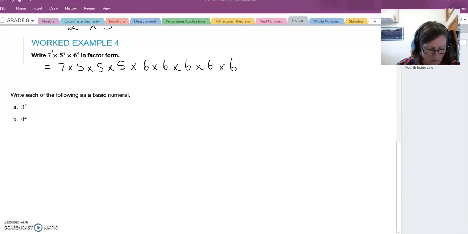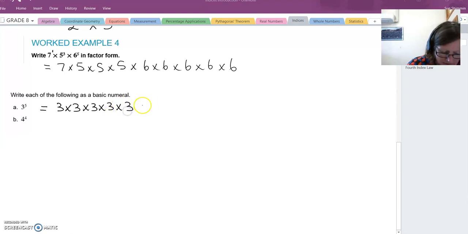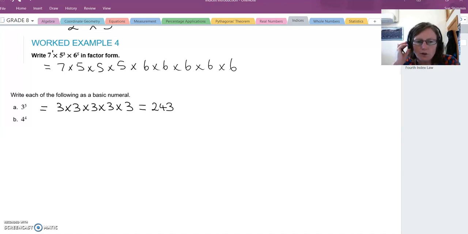Alright, this next example is writing it as a basic numeral. So remember, the basic numeral is what is 3 to the power of 5. So what actually is 3 times 3 times 3 times 3 times 3. And we write the answer to that as the basic numeral, and the answer to that being 243. There are 2 ways that you can do that. Into your calculator you can put 3 times 3 times 3 times 3 times 3. Or if you don't know how to do it, I can show you how to put 3 to the power of 5 straight into your calculator.